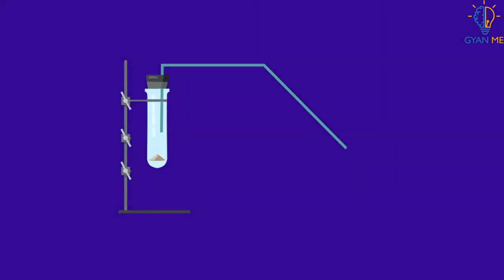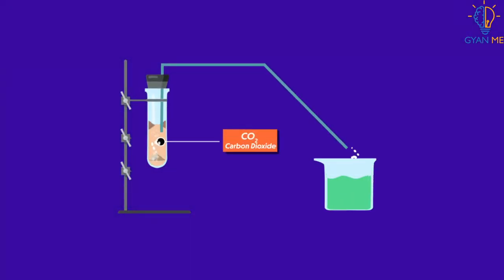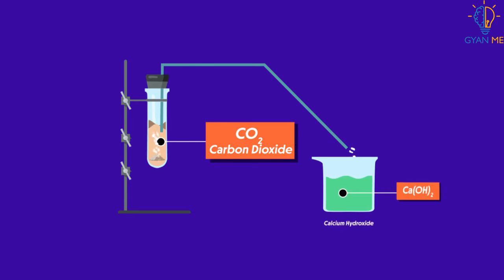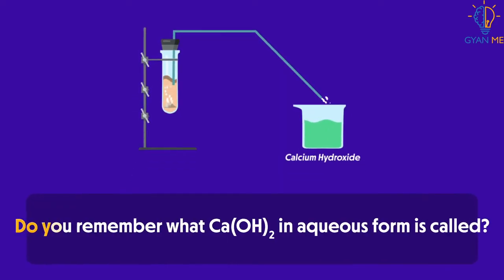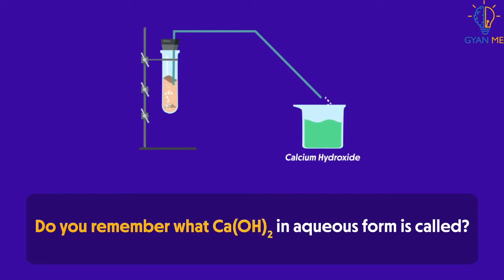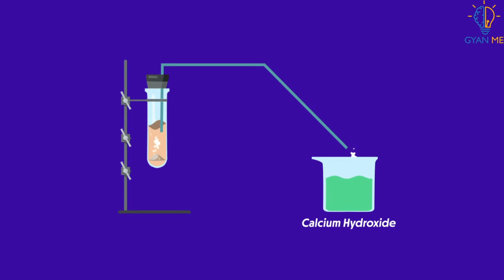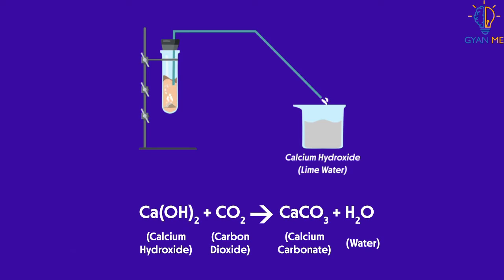Let us take one non-metallic oxide, say carbon dioxide, and one base, say calcium hydroxide in aqueous form. Students, do you remember what calcium hydroxide in aqueous form is called? Yes, you are right. It is called lime water. Let us continue with our activity and pass the carbon dioxide gas through the lime water. We observe that calcium carbonate salt is formed along with water.